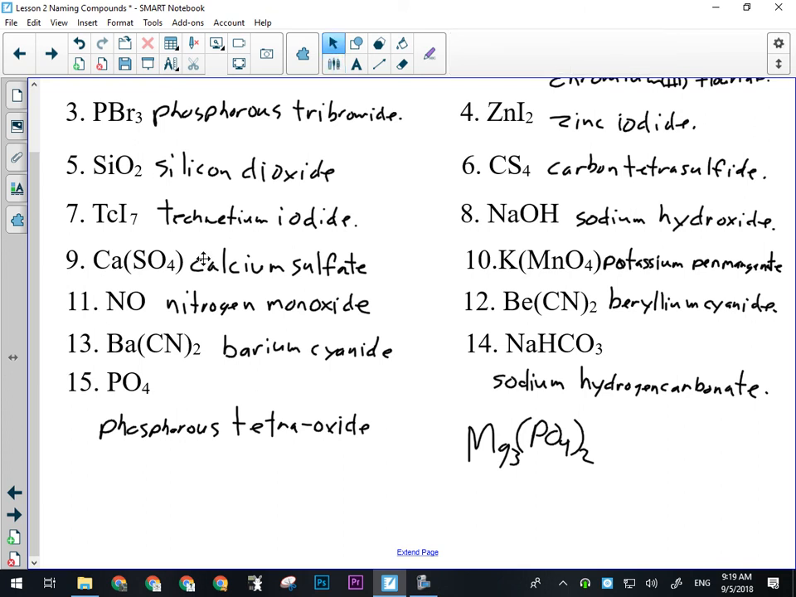Okay, questions on any of those? All right, so we'll probably work a little bit on that today, but first we're going to talk about writing the formulas now. So going the other way, we've been looking at here's the formula, write the name. Now we're going to look at here's the name, write the formula. That's the kind of stuff that's going to be on your quiz tomorrow, which I will post on Google Classroom after school today.